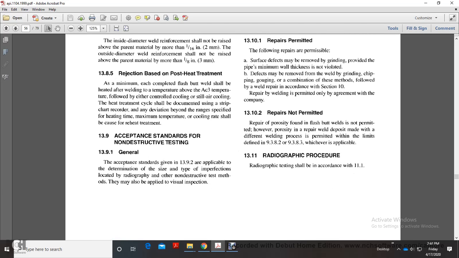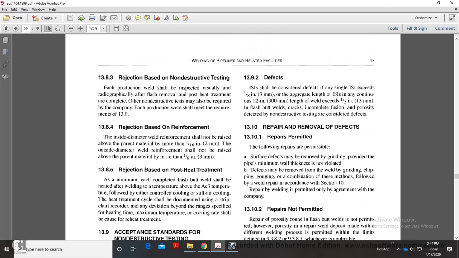13.9, Acceptable standards for non-destructive testing. 13.9.1, General. Acceptable standards are given in 13.9.2, with acceptability determined by the size and location of the imperfection on the radiograph. Other non-destructive test methods may also be applied, as well as visual inspection. 13.9.2, Defects. Imperfections shall be considered defects if a single imperfection exceeds 1/8 of an inch, or in aggregate if imperfections in a continuous 12-inch length of weld exceed 1/4 inch. Flash butt welds with cracks, incomplete fusion, or porosity detected by non-destructive testing are considered defects.